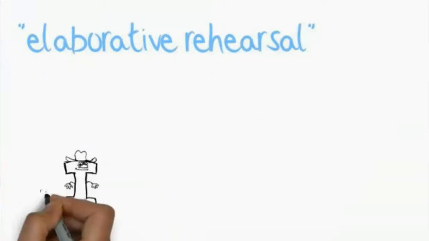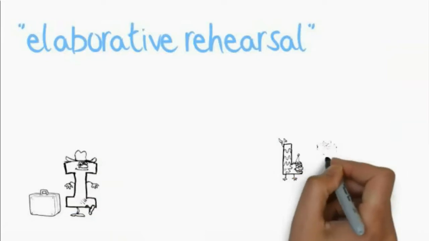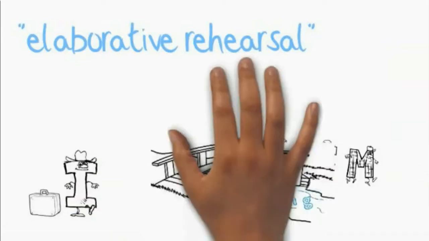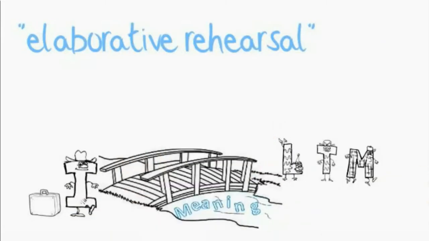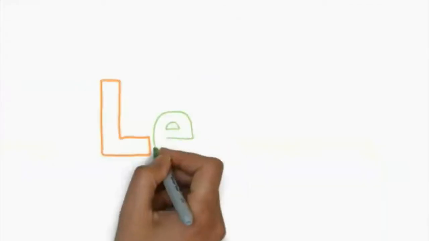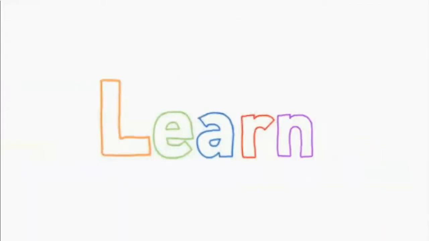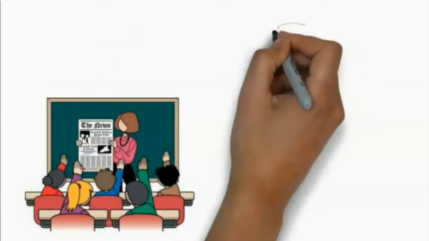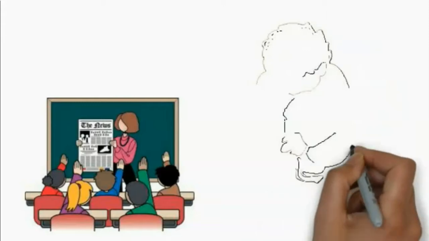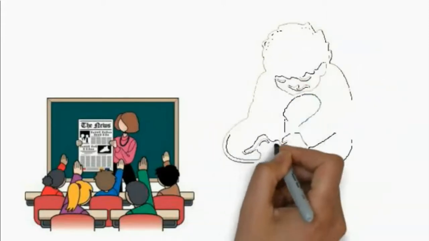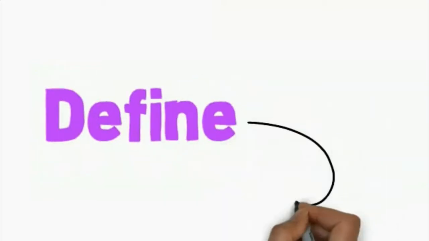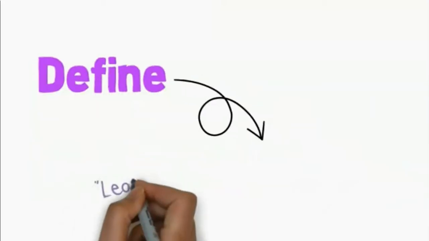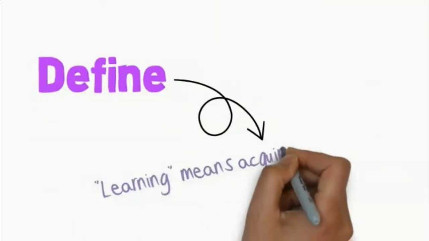Elaborative rehearsal is in play when we attach meaning to the information to integrate it into our long-term memory. Imagine if I were to ask you to remember the word learn. You could practice elaborative rehearsal by forming a visual image of the word learn by imagining yourself learning. Or you could relate it to a past experience, such as remembering when you first learned to tie your shoe. Finally, you could define the word learn using your own words, like learning means acquiring knowledge.